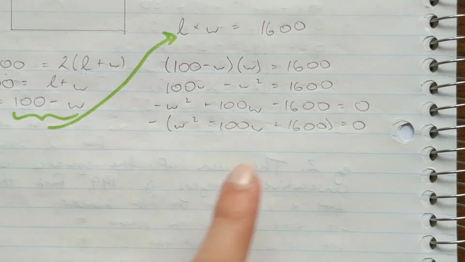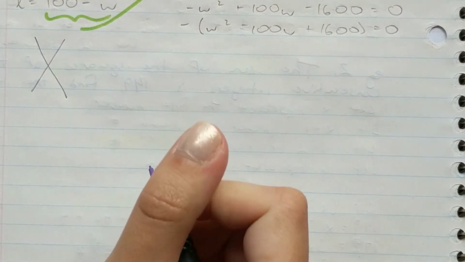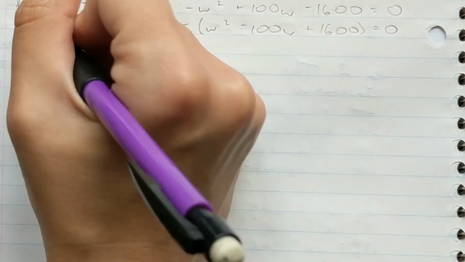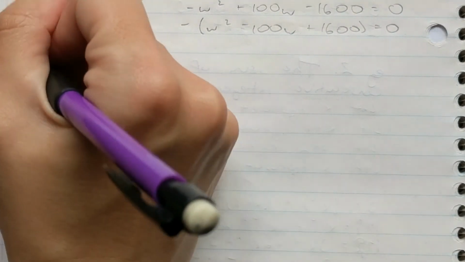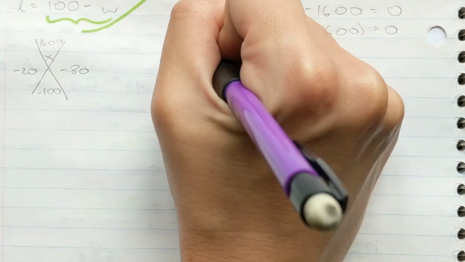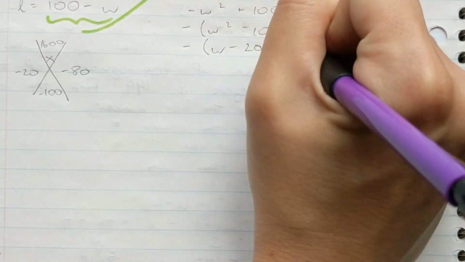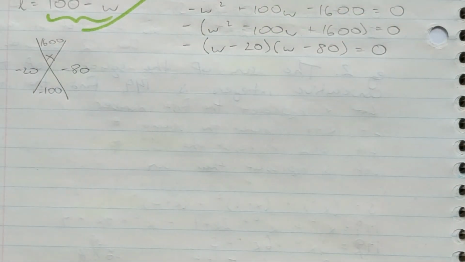Okay, and now the question is, I have to factor W squared minus 100W plus 1600. Which means, if I draw my little X over here, I need two numbers that multiply to 1600 and that add to -100. Those two numbers are going to be -20 and -80. So I can factor this right away. I'm going to say negative, it's going to be W minus 20, W minus 80 is equal to 0.